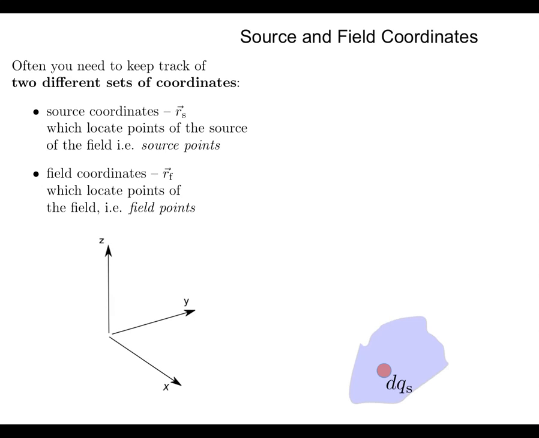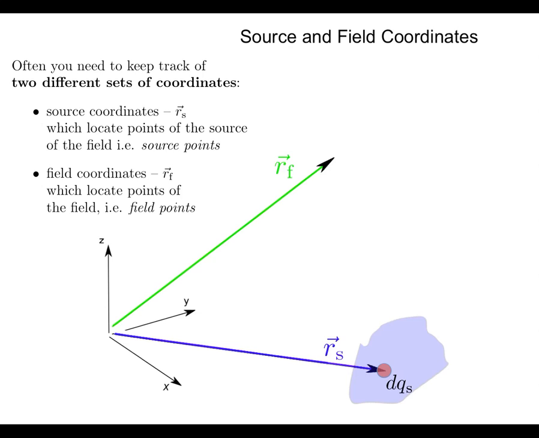Now, first we have to be able to talk about where the charge sources of the field are, and we do that by specifying a position vector for each little element of charge dq_s in the distribution. And then we need to also talk about the point in space where we are looking at the electric field, and we do that with another position vector, r_f, f for field, and the result is we are able to locate both the sources with vectors r_s and field points with vectors r_f.